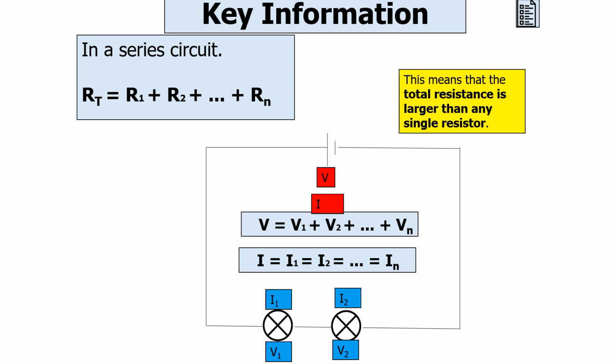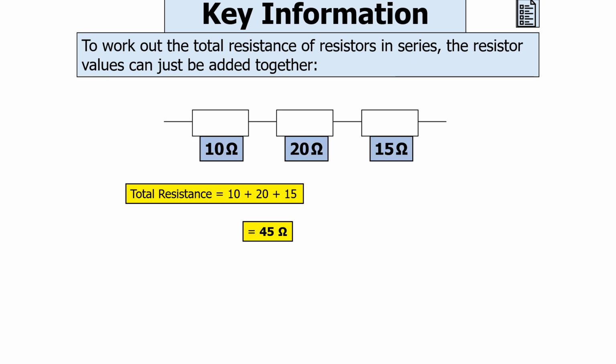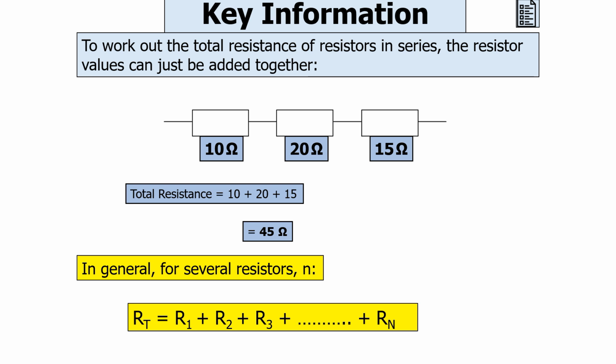It also means that in a series circuit the total resistance is larger than any single resistor in series. To work out the total resistance in series, the resistor values can just be added together. For example, if you had 10 ohm, 20 ohm and 15 ohm resistors, the total resistance is 10 plus 20 plus 15, which is 45 ohms. In general, R total is equal to R1 plus R2 plus R3 plus Rn.